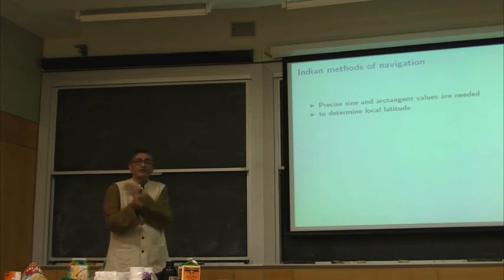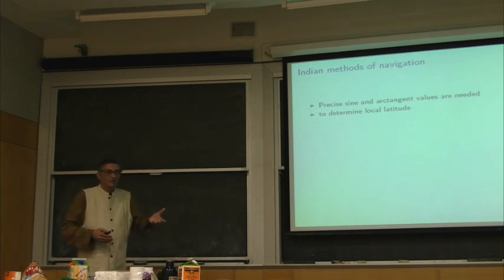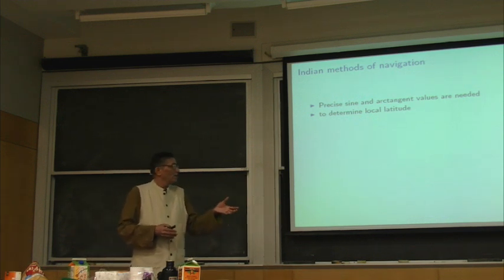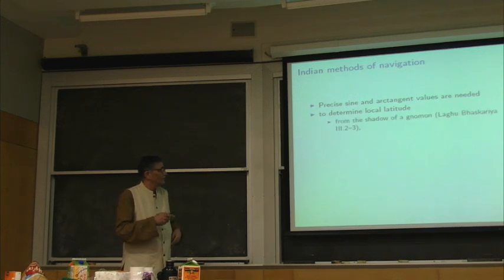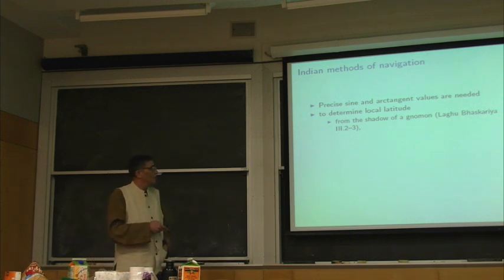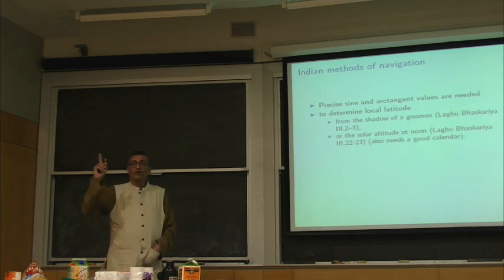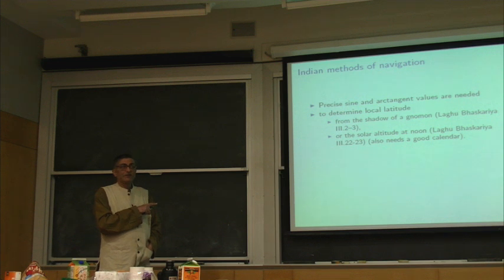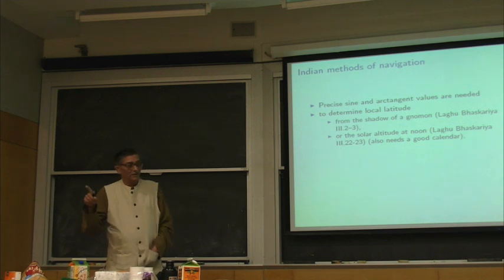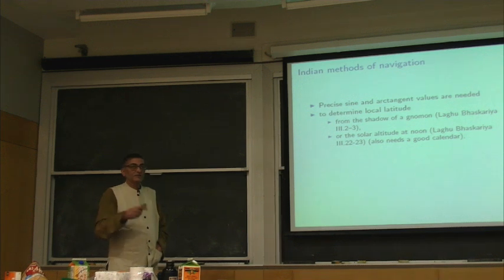So you need to determine local latitude. Even for the calendar, you have to calibrate it for the local latitude. There was a meridian of Ujjaini, from which the meridian of Greenwich is copied. That's the idea. So there was this local latitude which you need to determine even to calibrate the calendar for the local place. India is a big country. So you could determine it from the shadow of a new moon, which is there in the Laghu Bhaskariya, or from measurement of solar altitude at noon, which also needs a good calendar because you want to know the precise date of the equinox. It was not possible on the Gregorian calendar. Well, there was no Gregorian calendar then. It was only a Julian calendar, and that didn't have the right date of the equinox. That was the substance of the Gregorian reform.